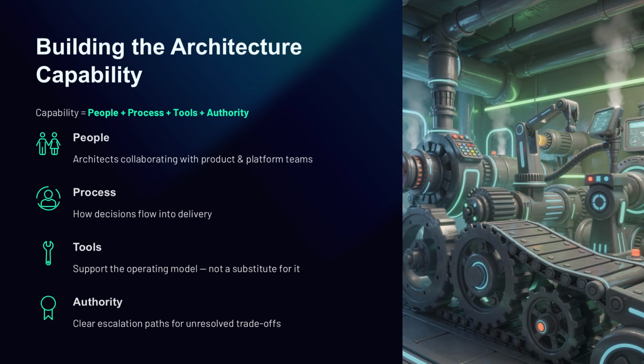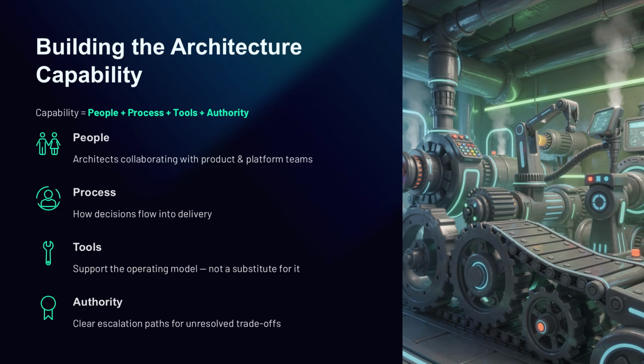Now that governance is defined, you need the architecture capability that makes governance real. Capability is not a role title. It is the combination of people, process, tools, and authority required to run architecture as a continuous discipline. You clarify who performs architecture work, how architects collaborate with product and platform teams, how architecture content is managed, and how decisions flow into delivery.